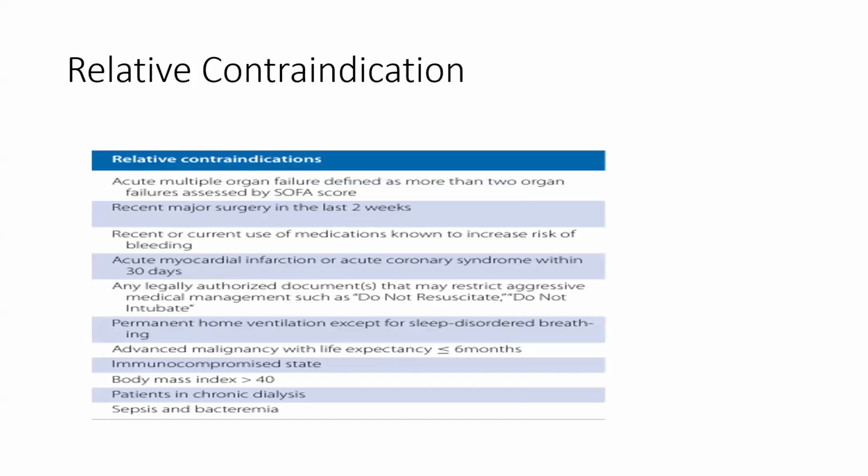About relative contraindications: acute multiple organ failure, defined as more than two organ failures assessed by SOFA score, recent major surgery in the last 2 weeks, recent or current use of medication known to increase risk of bleeding, acute myocardial infarction or acute coronary syndrome within 30 days, any legally authorized document that may restrict aggressive medical management such as do not resuscitate and do not intubate, permanent home ventilation except for sleep disordered breathing, advanced malignancy with life expectancy of less than or equal to 6 months, immunocompromised state, body mass index of more than 40, patient on chronic dialysis, and sepsis and bacteremia.